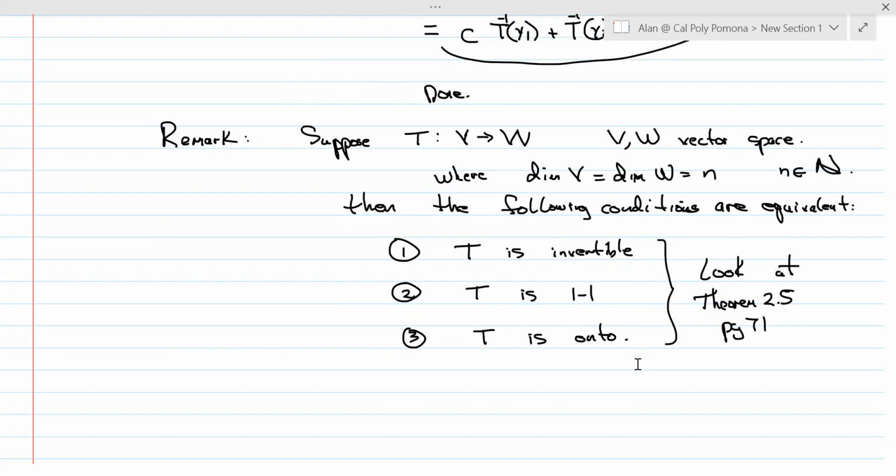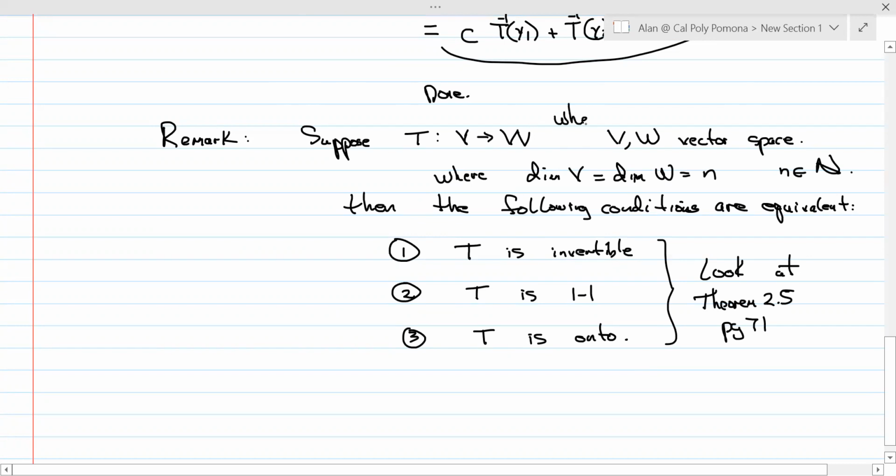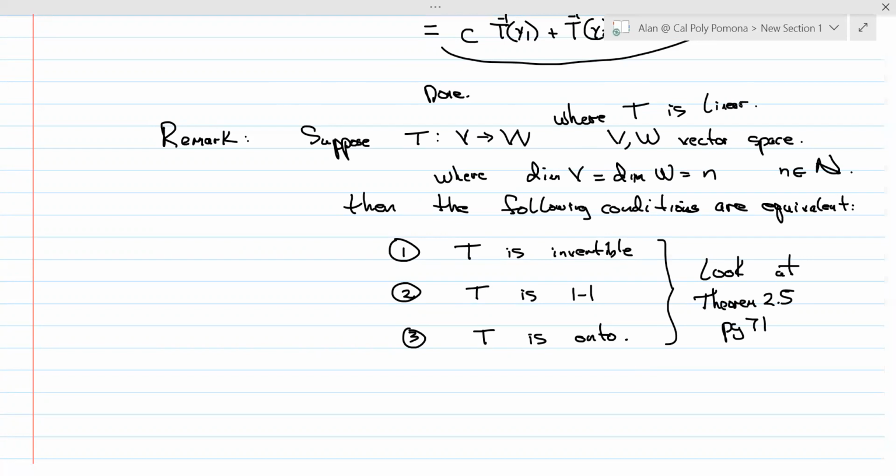And just to make sure, Professor, T is just a function going from the vector space V to W. There's no need for it to be linear? No, it should be linear. I left that out. Thank you. Where T is linear. No, definitely you need linearity. Thanks for that correction. You need linearity because that's the only way you're going to get the condition we just had, actually.